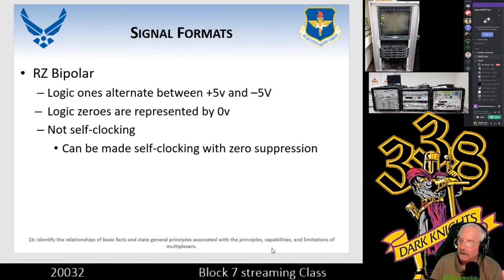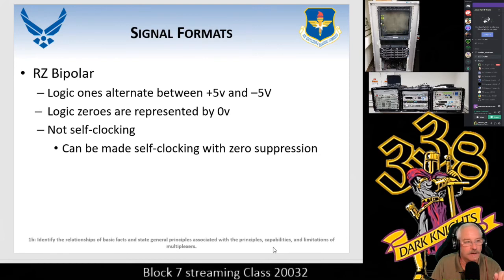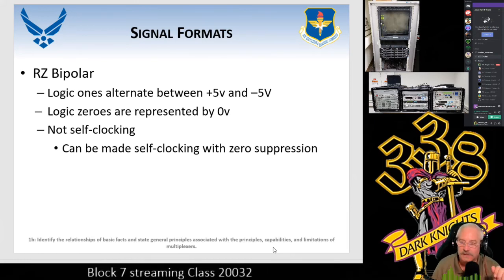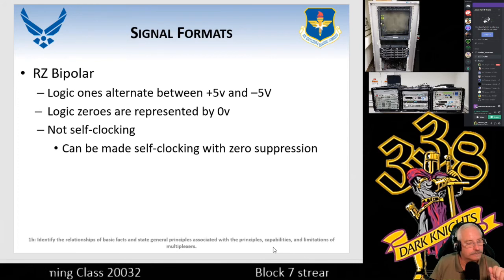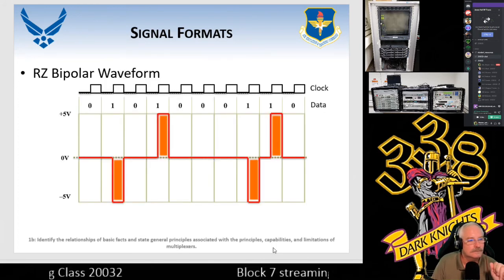Next up, we have something called RZ bipolar. Bipolar meaning it's flip-flopping from one side to the other. Logic 1s are either a +5 or -5. Logic 0s are always 0. This one is not self-clocking. However, you can make it self-clocking with what's called zero suppression. Interesting, eh? This is what the RZ bipolar waveform looks like.